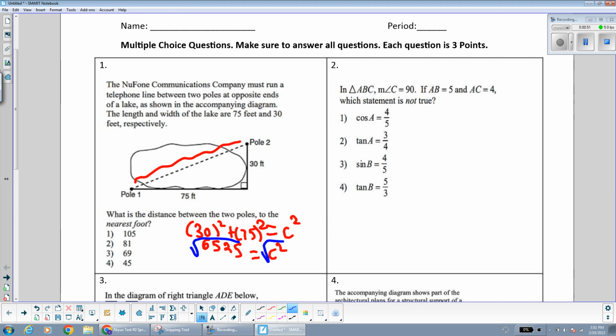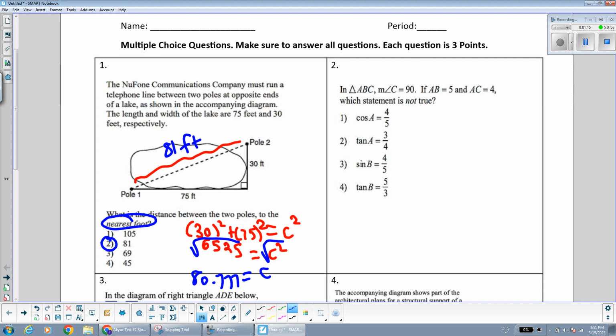I'm going to do that in my calculator. I'm going to take the square root of 6525, and I get 80.777, which to the nearest foot rounds to approximately 81 feet. So there are approximately 81 feet from pole 1 to pole 2.